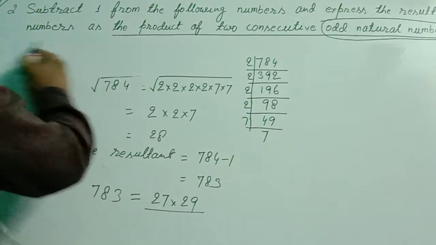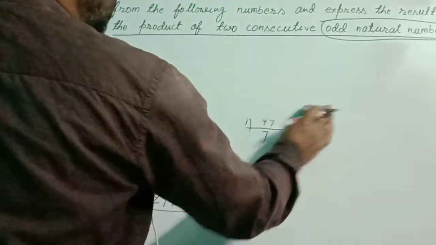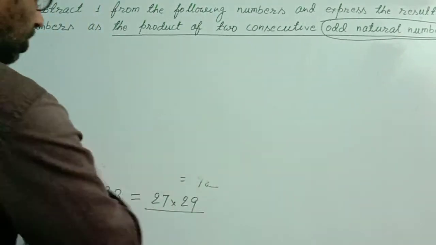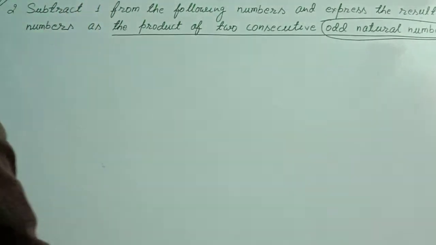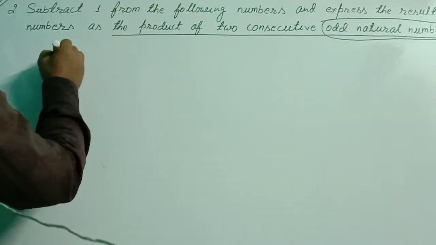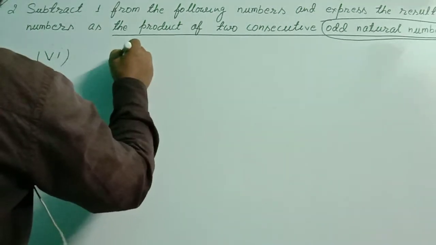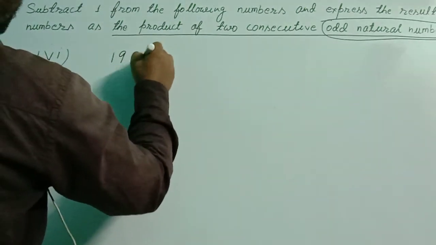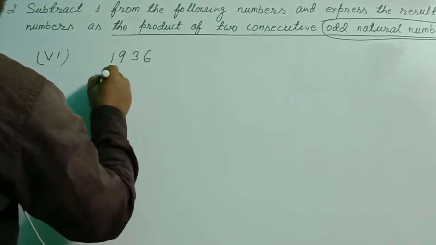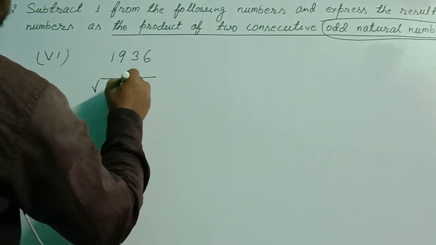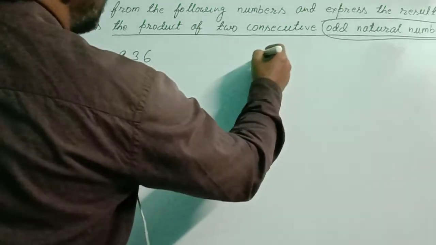Now question number 6. That question is 1936. Find the square root of 1936. Go through prime factorization.